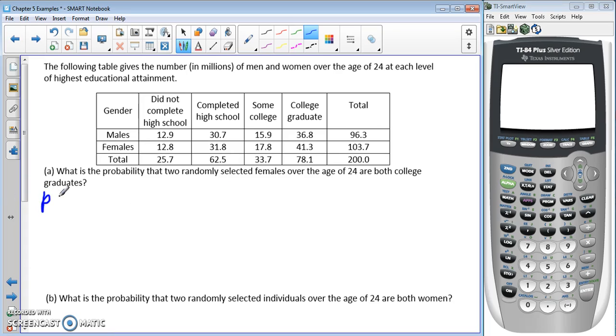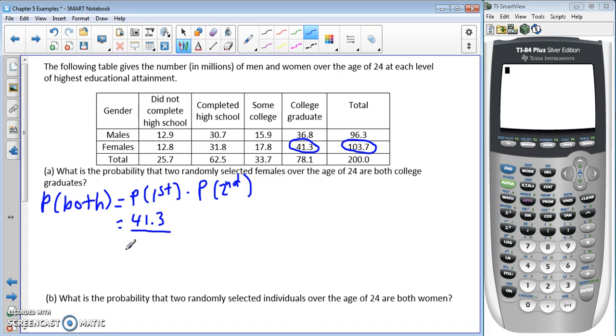So we have the probability that both are college graduates here. That's the first and the second, and those are independent events, so we can just multiply those. We're looking at two randomly selected females, so our total is going to be the total females, and we want college graduates. So we're looking at 3 out of 103.7 here.